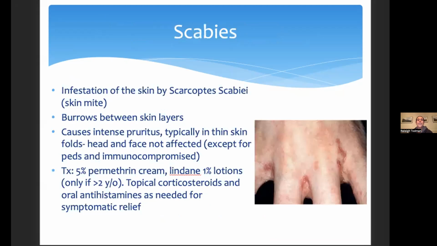Scabies is a skin infestation by Sarcoptes scabiei, or skin mite. It burrows between skin layers. It causes very severe itching, usually in the thin skin. The head and the face are not affected. It's usually thin skin, like maybe on the hands, like you see in this picture. The treatment for this is 5% permethrin cream or lindane lotion, only if you're over 2. Topical steroids can help. Oral antihistamines can help as needed for symptomatic relief.